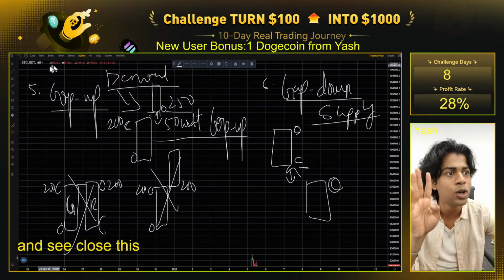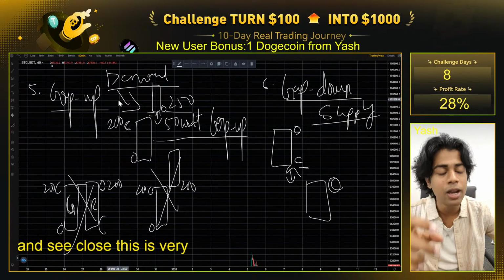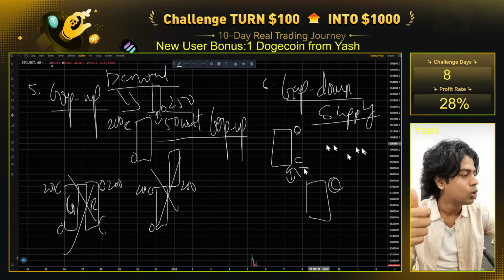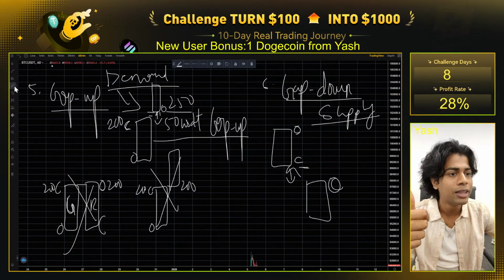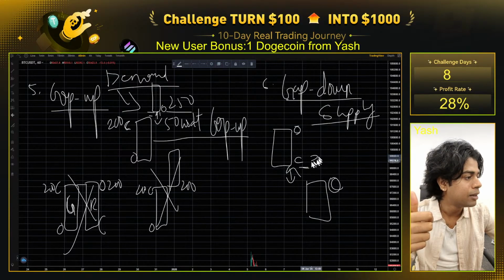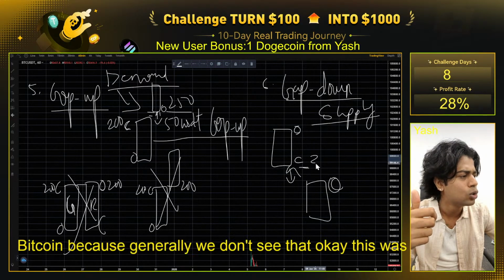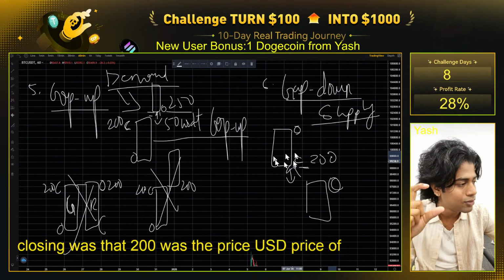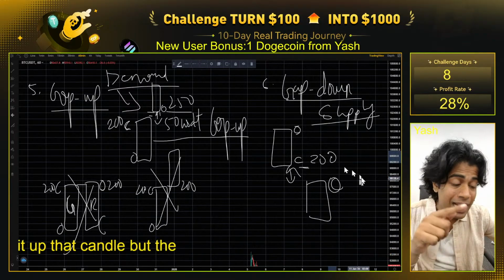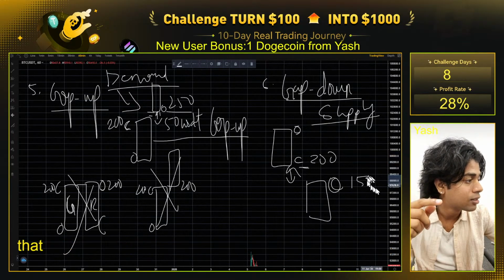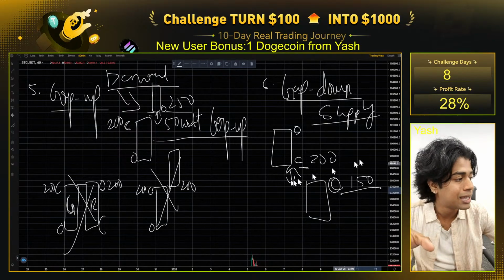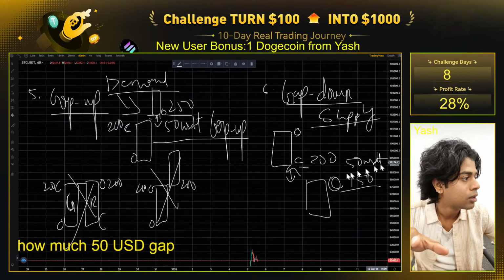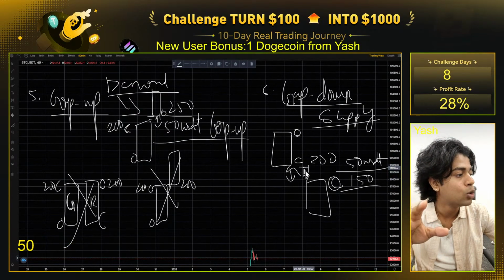This is where you see open and close over here in the Bitcoin, because generally we don't see that kind of huge gaps in the Bitcoin. Okay, so gap down opening is what? When the price is falling down. For example, if the closing USD price of that candle was 200, but the open of the next candle opened at 150, okay, so this becomes what? A gap down opening of how much? 50 USDT gap. A 50 USDT gap down opening has happened.